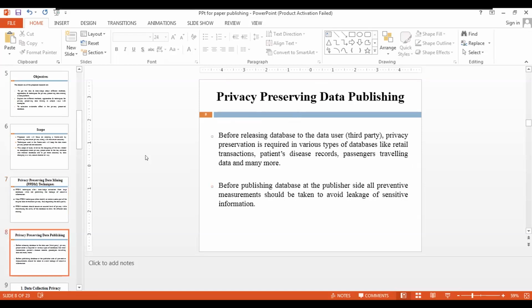Next is privacy preserving data publishing. In this, the data user is a third party, so privacy preservation is required. For example, the data of a hospital or of traveling passengers. Before publishing, all the preservative measures should be taken to avoid the leakage of sensitive information.